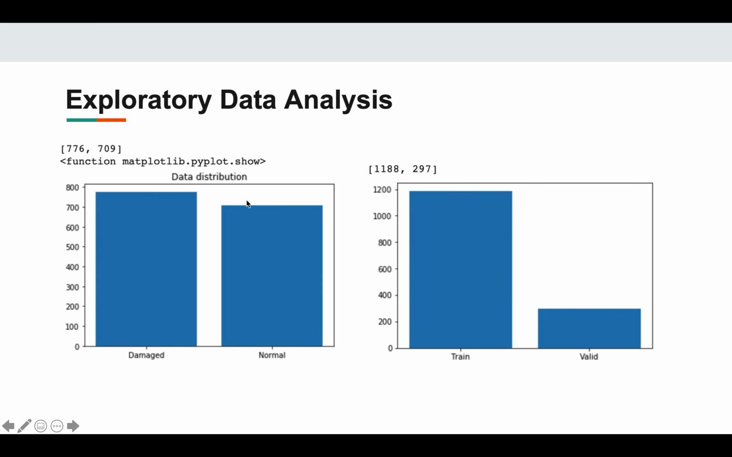We collected 776 damaged floor images and about 700 normal images. And this is the data allocation for the training set and the validation set.